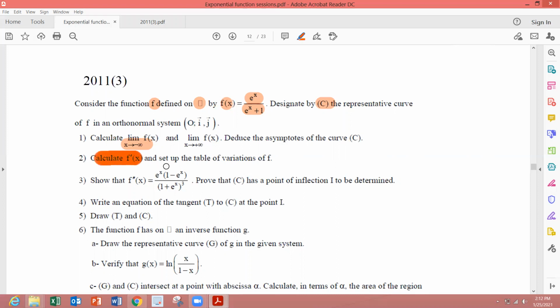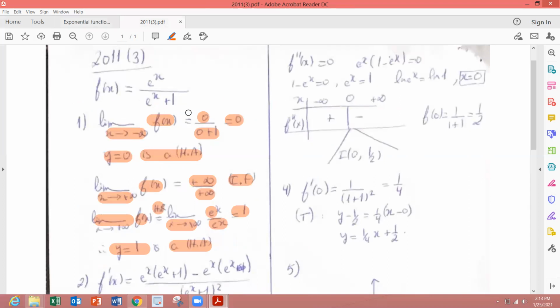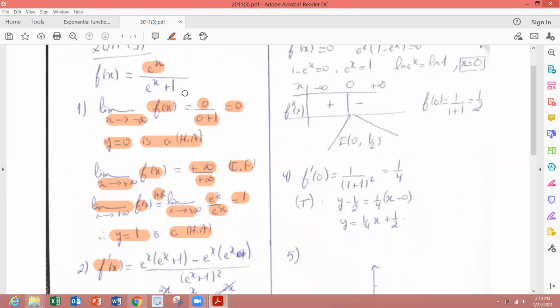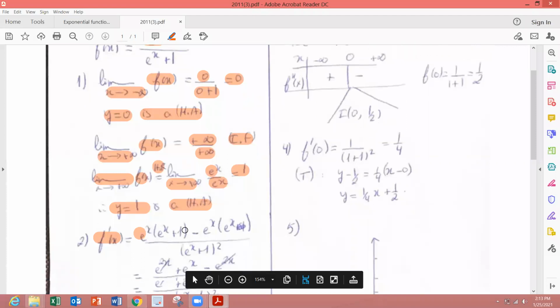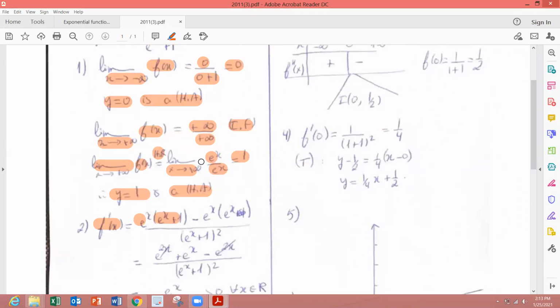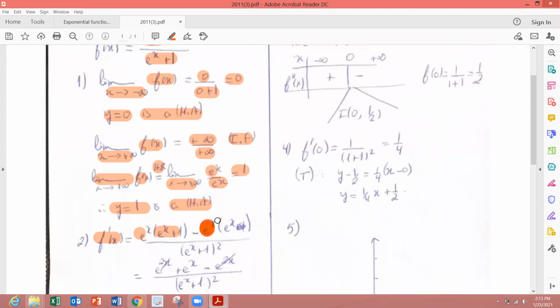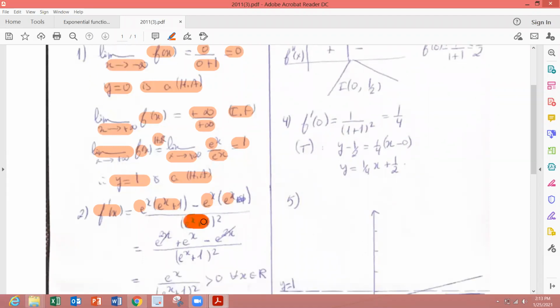Calculate f prime x and set up the table of variations of f. For f(x) of the form of a fraction u over v, its derivative is u prime v minus v prime u over v squared. f prime x equals: the derivative of e^x is e^x, into v, minus v prime, the derivative of e^x plus 1 is e^x, into u, over e^x plus 1 squared.